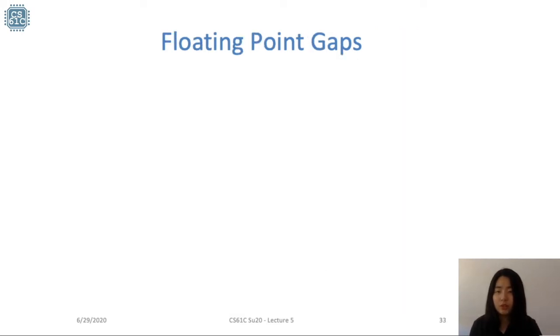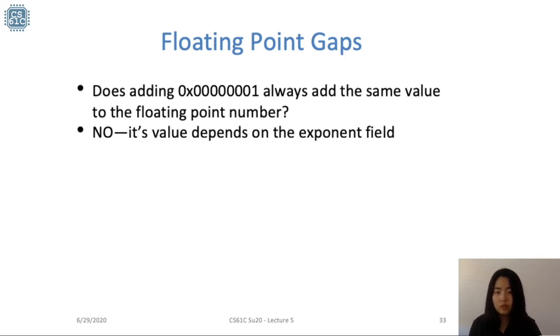Before, we already calculated the gap between each denormalized number and learned that they are evenly spaced. But what will happen when we increase the exponent? Will the gap between each representable floating point number stay the same? The answer is no. And the width of the gaps depends on the exponent field.